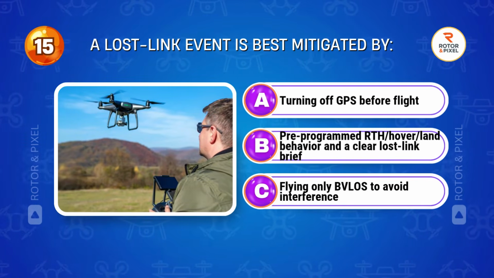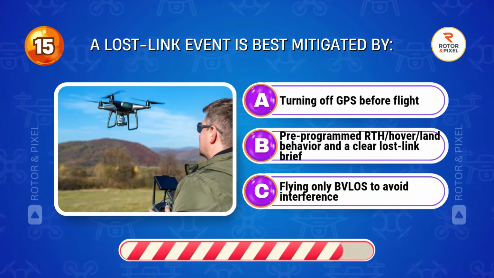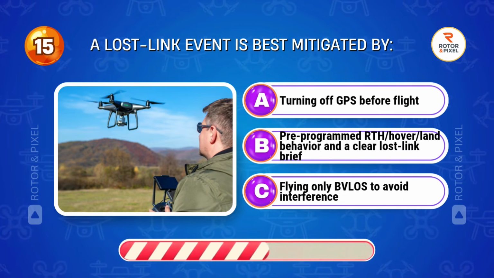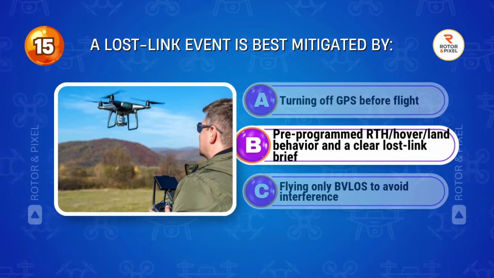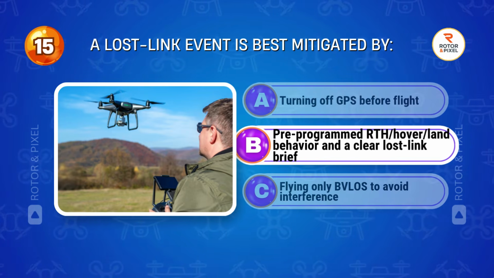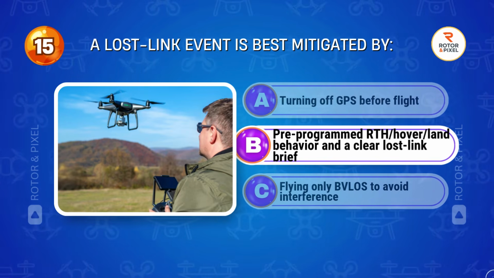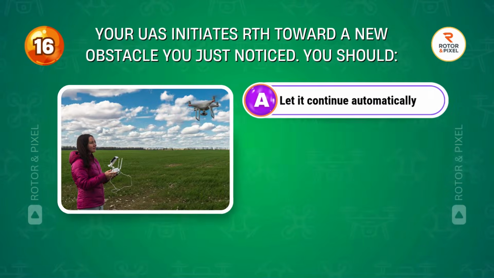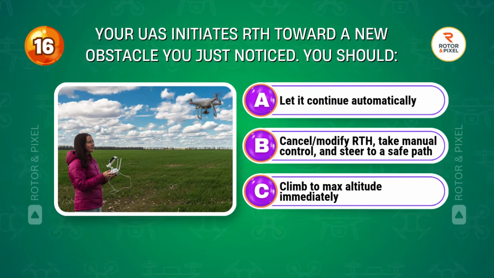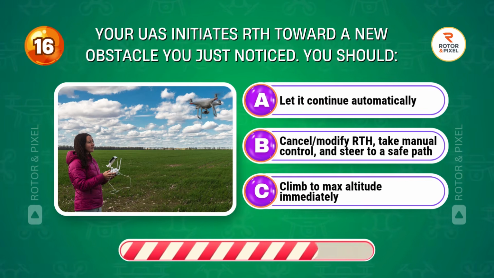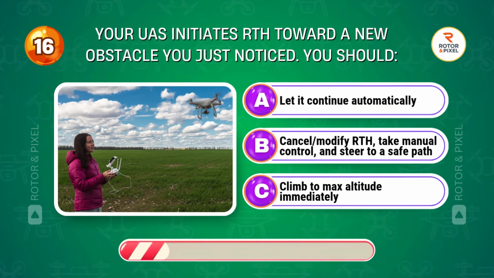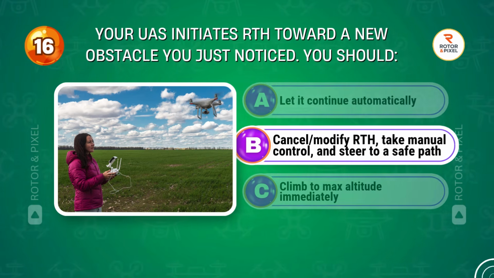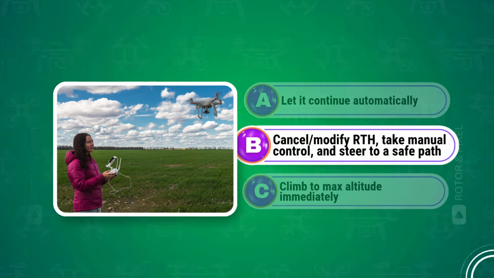A lost link event is best mitigated by... Answer B, pre-programmed RTH/hover/land behavior and a clear lost link brief. Your UAS initiates RTH toward a new obstacle you just noticed. You should... Answer B. Cancel/modify RTH. Take manual control and steer to a safe path.